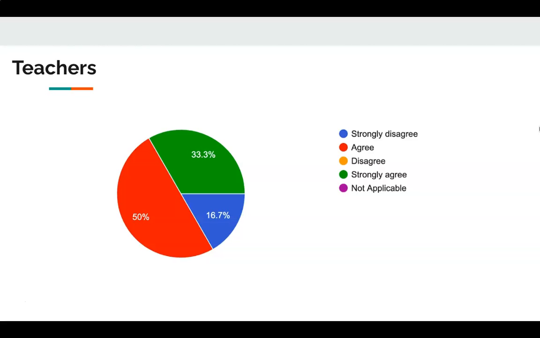Teachers varied a little bit more in their responses. So we have 33.3% of them strongly agreeing that they understand the purpose behind the program, then 50% saying that they agree, and then we have 16.7% saying that they strongly disagree.